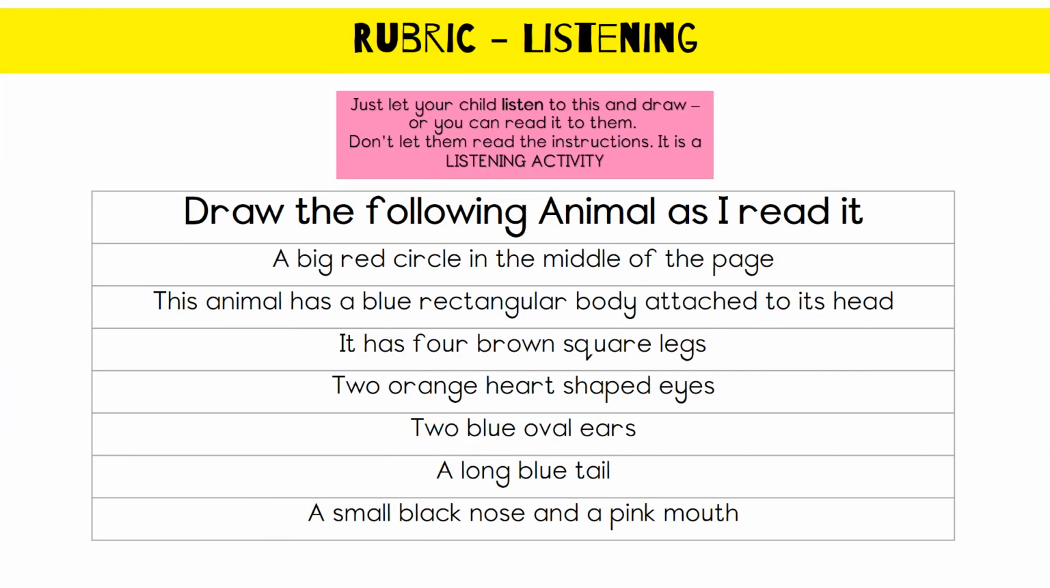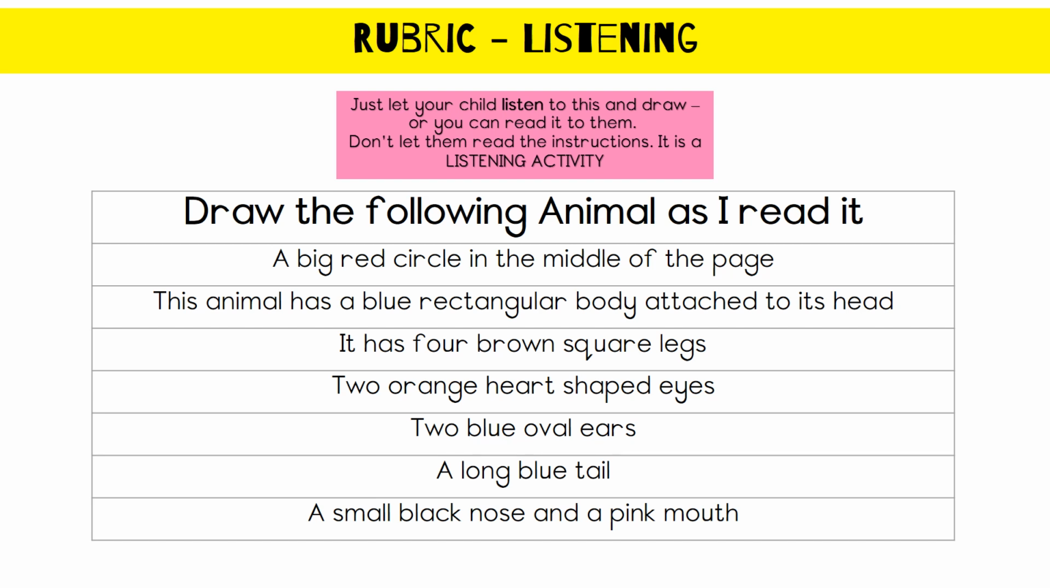This is your listening activity. You must listen very carefully to every word that I say. You will need your coloring crayons and a white blank piece of paper. So you are going to draw the following animal as I read each point. The first point. A big red circle in the middle of the page. You need a red crayon and you need to draw a big red circle in the middle of the page.